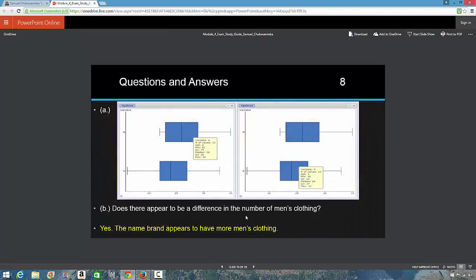Does there appear to be a difference in the number of men's clothing? Of course, yes. If you look at this, name brand has more clothing. The upper limit, the maximum, for name brand is 35. The maximum for the store brand is 33. So the name brand appears to have more men's clothing, of course.